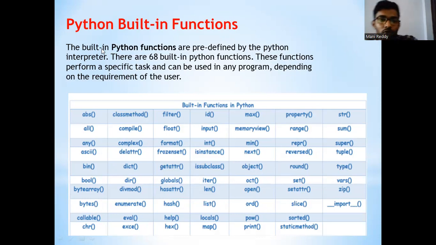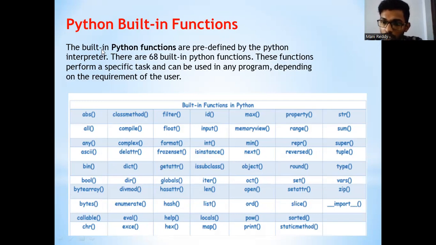Now what are the 68 built-in Python functions? First one is abs of, next classmethod of, next filter of and id of, max of, property of, str of, all of, compile of, float of, and next one is input of, next memoryview of.